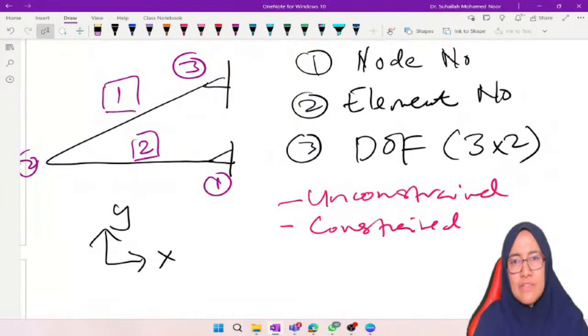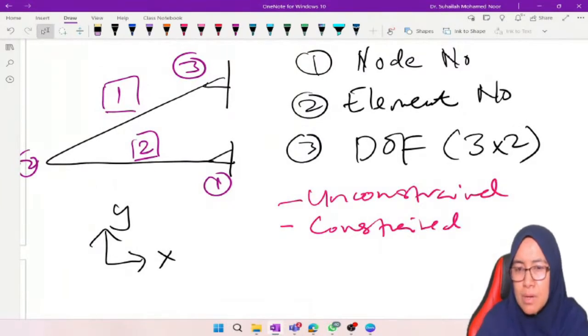How to identify unconstrained? We cannot get a clear picture from unconstrained. We cannot identify the number of unconstrained first. We will identify the number of constrained degrees of freedom from the support, because constraint refers to support. So just look at the diagram, look at the support.